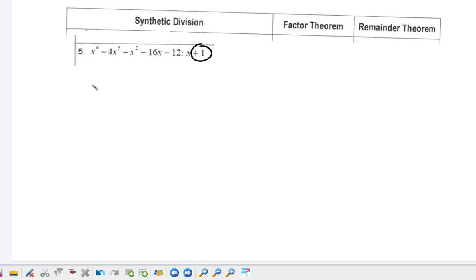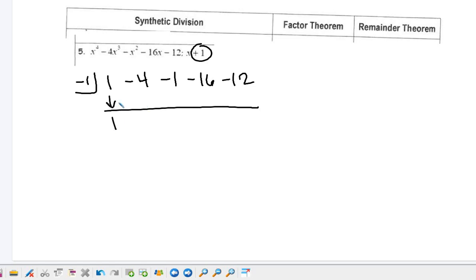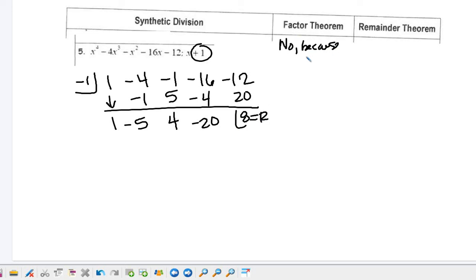So number 5, opposite. So negative 1, 4, 3, 2, 1, 0. So 1, negative 4, negative 1, negative 16, negative 12. Bring the first one down. Multiply, add, multiply, add, multiply, add, multiply, add. So no, because remainder is not equal to 0. And remainder theorem would say that f of negative 1 is equal to 8.